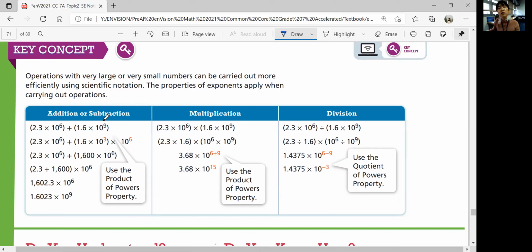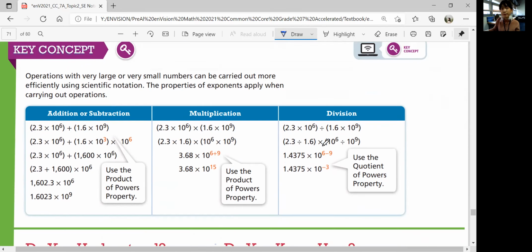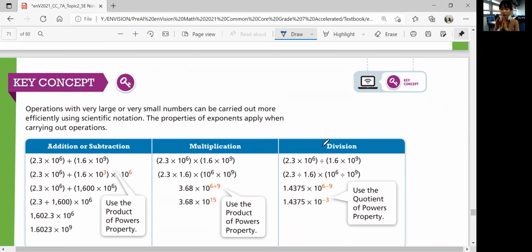Using multiplication, you can use the product of powers property to combine the powers and simplify your notation. Using division, you can use the quotient of powers property to subtract the powers when the same base is divided by itself, right? With different powers. So that was lesson 2-10, the last lesson of this topic, and it was about operations with numbers in scientific notation. All right, that was it for 2-10.